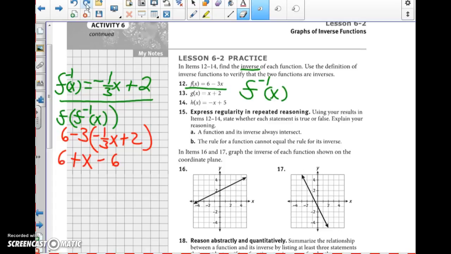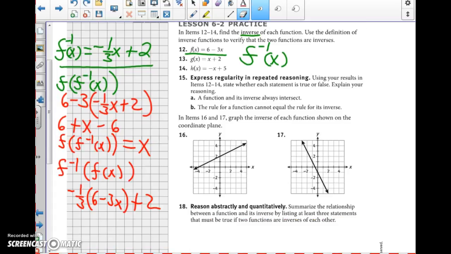All right, so then what happens? You combine your like terms, so you end up getting what? X. You end up getting X. Beautiful, that is right. Okay, everybody good so far? Okay, so now we're going to figure out the f of negative 1 of f of x, and so you're going to take f of x and put it into x for f of negative 1 of x.